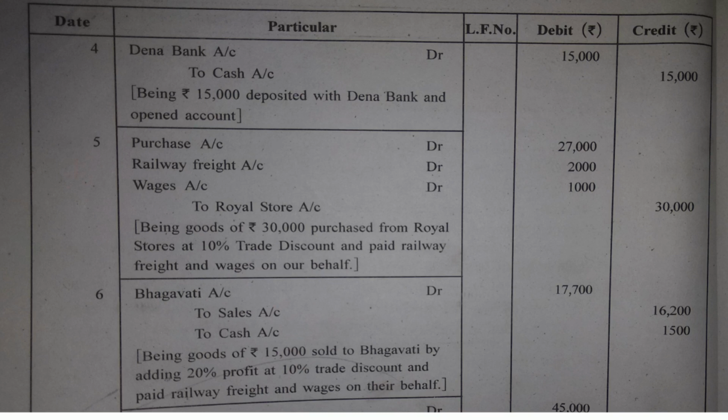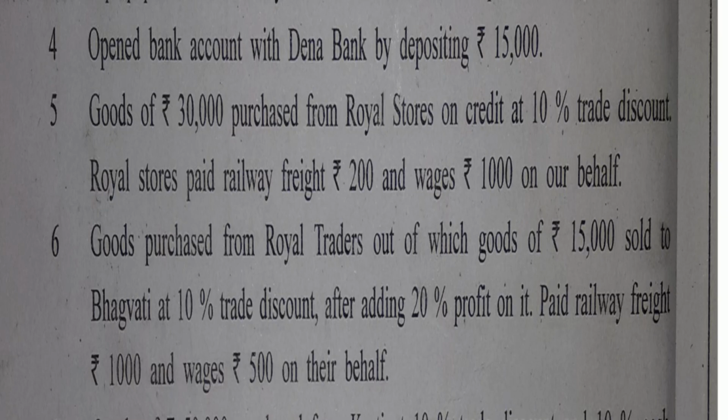How? Firstly, goods of rupees 15,000, 20% profit. What is 20% of 15,000 rupees? To make it simple, let us calculate 10% first. 10% of 15,000 is 1,500 rupees. So obviously 20% is double of it, 3,000. Pay attention to the question. Goods of rupees 15,000 have been sold after adding 20% profit and 10% trade discount.